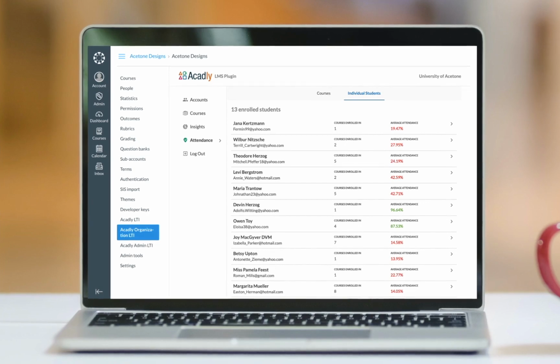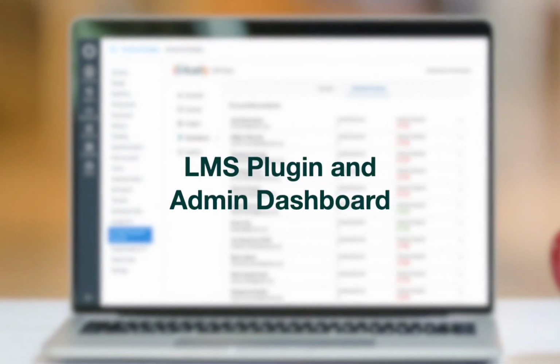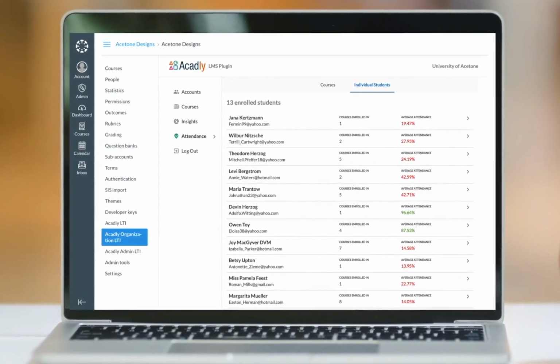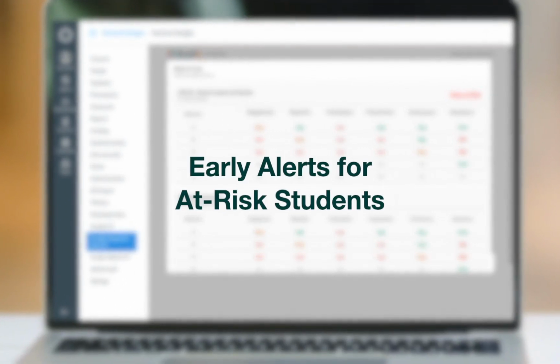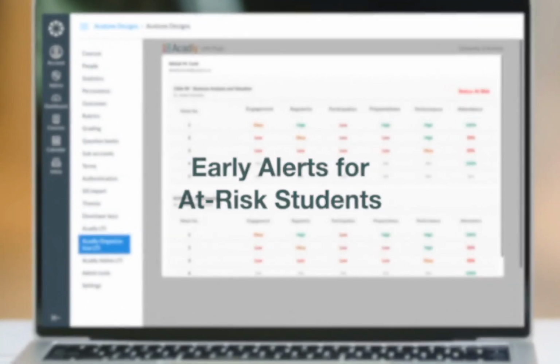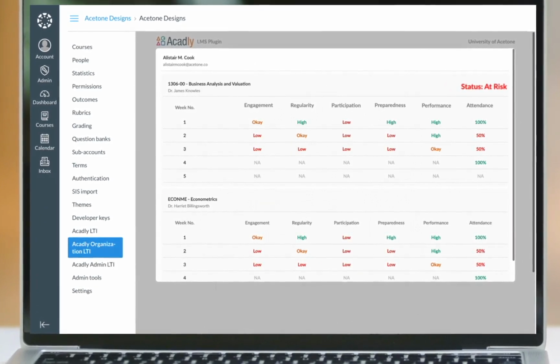Behind the scenes, Acadly's LTI-based LMS integration gives administrators unparalleled insights into operational metrics like student attendance and pipes all your learning data back to your official databases, highlighting at-risk students and how to best support them in their journey to success.